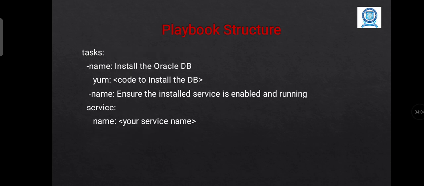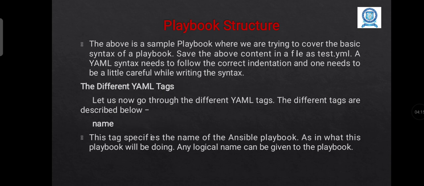And also we can mention multiple tasks, like here we have mentioned install the Oracle database, ensure the installed service is enabled and running, etc. In the above example, we have seen the playbook where we are trying to cover the basic syntax of a playbook. Save the above content in a file as test.yml. The extension is YML. YAML syntax needs to follow the correct indentation, and one needs to be a little careful while writing the syntax.